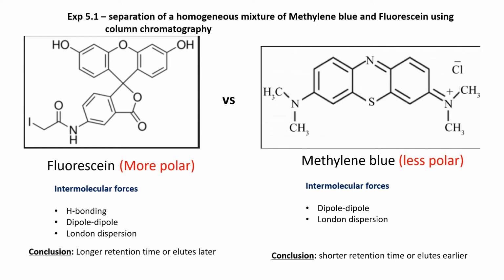Fluorescein, being more polar, is going to cling more tightly to the stationary phase of the column, and so it's going to be retained longer on the column, while methylene blue is going to be retained shorter on the column. And so this is how the separation is achieved, by taking advantage of the difference in polarity between fluorescein and methylene blue.